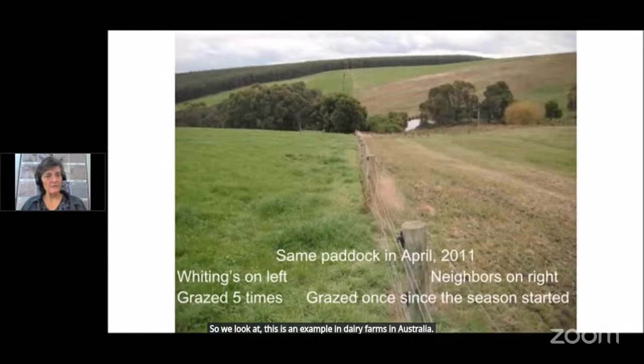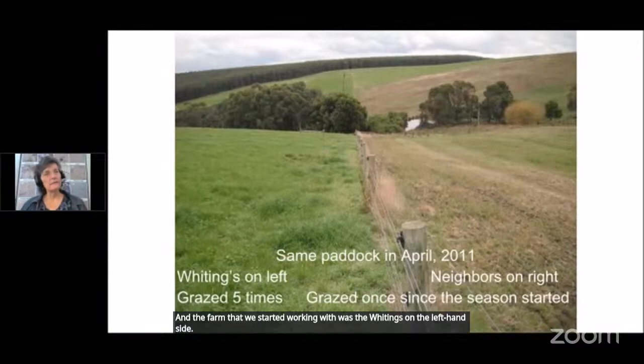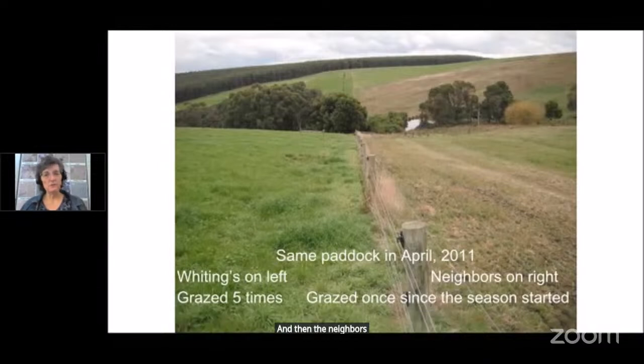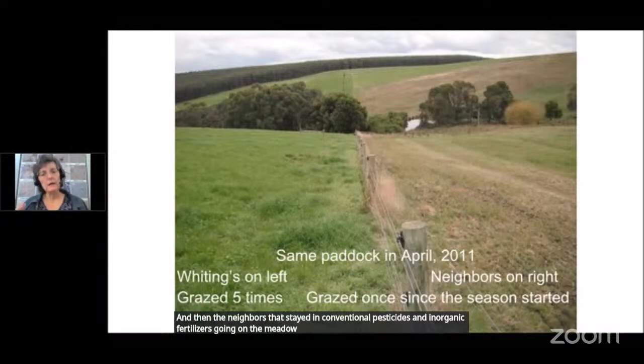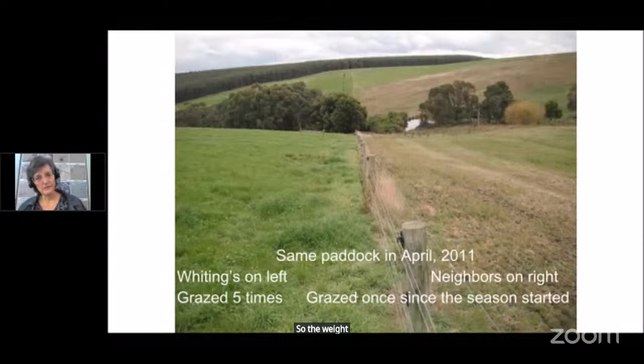And the farm that we started working with was the Whitings on the left-hand side, and then the neighbors that stayed in conventional, with pesticides and inorganic fertilizers going on the meadow, on the grasslands, pastures on the right-hand side. So the Whitings on the left, the conventional on the right.